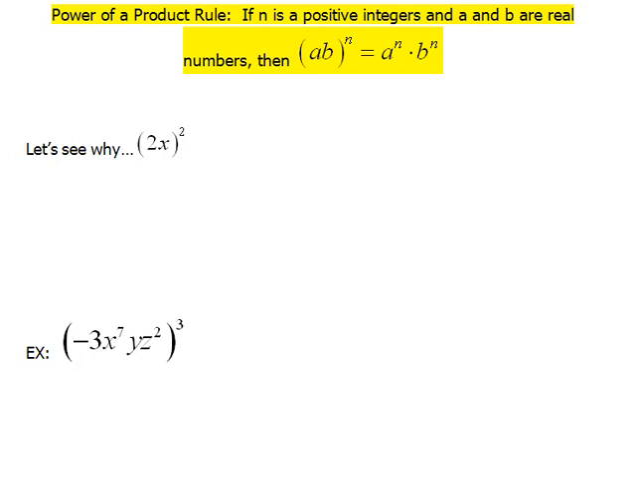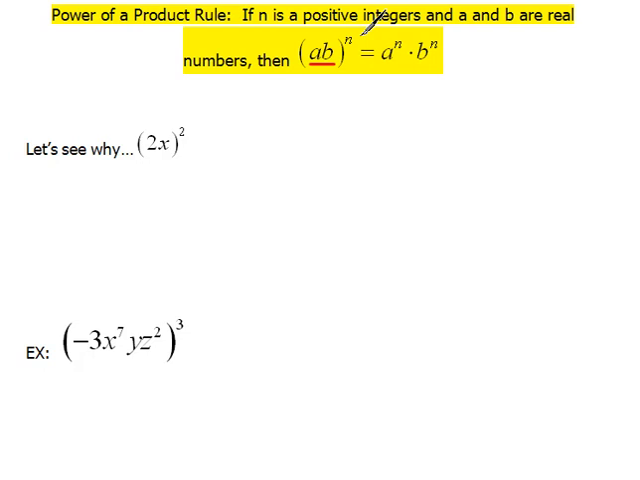This rule says that we have a power of a product. Well, remember what a product is. A product is the answer that you get when you multiply two things together. So in this case, we have a product, meaning we have two things being multiplied together. Individually, these things are called factors. So we have a product that's being raised to a power.